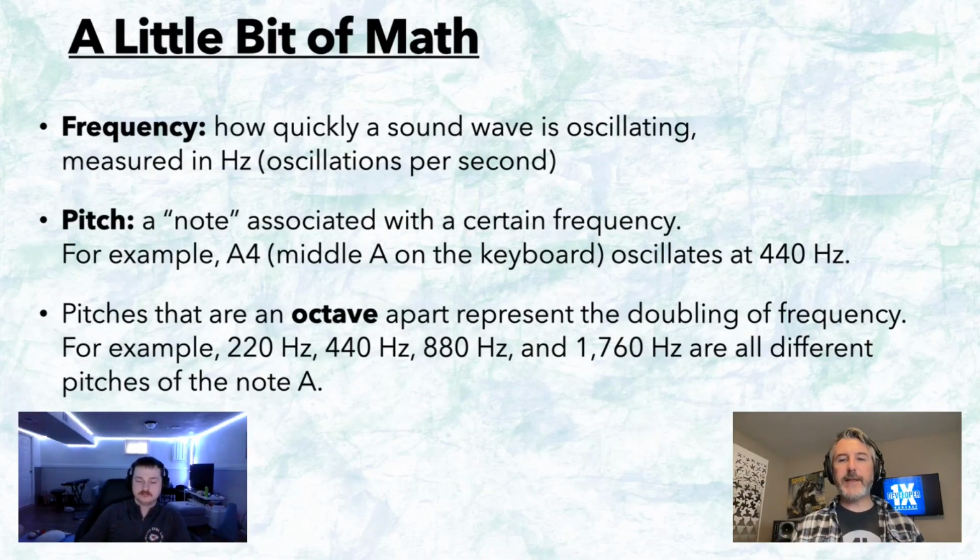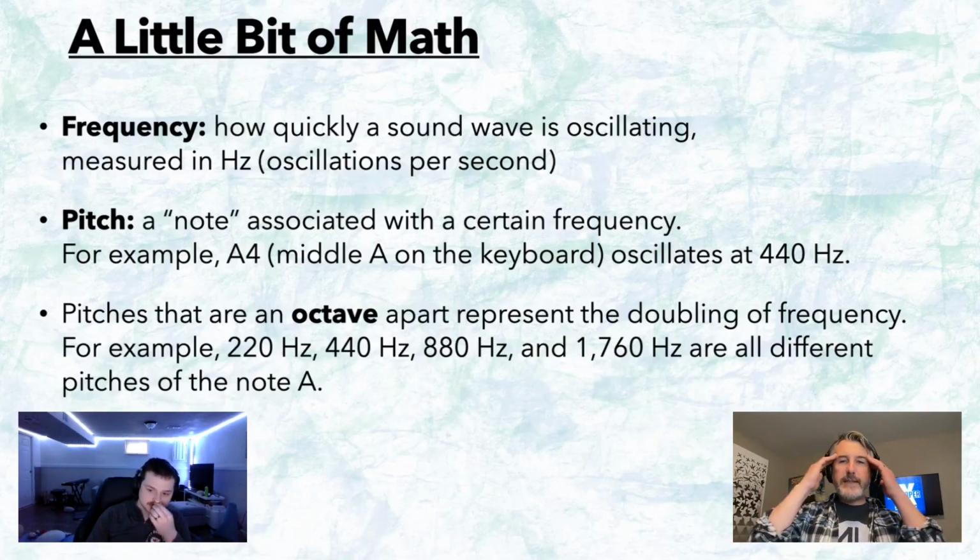We're not going to get too much into music theory, but I think one of the things that's worth knowing is that there's a mathematical relationship between different notes of the same pitch class. So A, middle A at 440. If you go to the next A up, that's 880. It's doubled in frequency. And if you go to the next A up, it's doubled in frequency again. It's 1760.